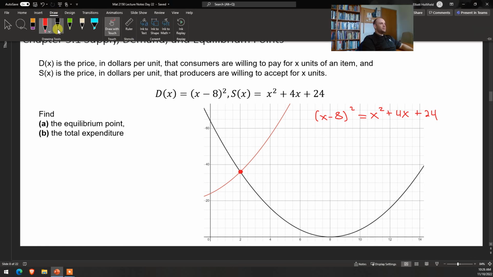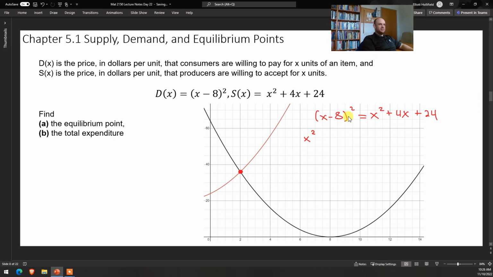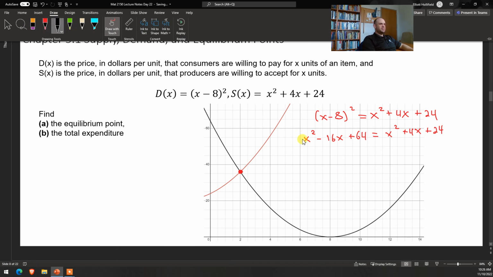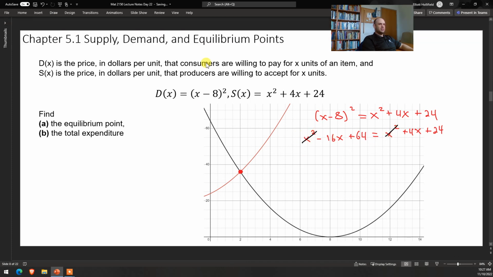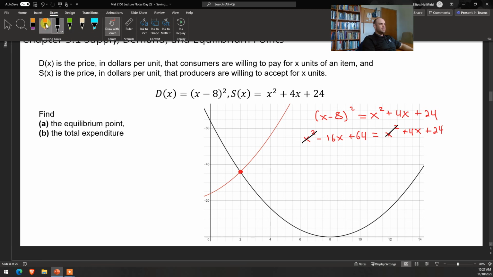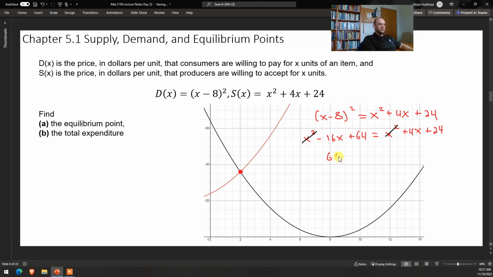Now let's see, what can we do? Looks like maybe we need to expand the left-hand side. Let's FOIL this. We should get x squared minus 16x plus 64, and that's equal to the right-hand side. Now, let's simplify as much as we can. Let's subtract x squared on both sides. Now let's add 16x on both sides. So we get 64 is equal to 20x plus 24.